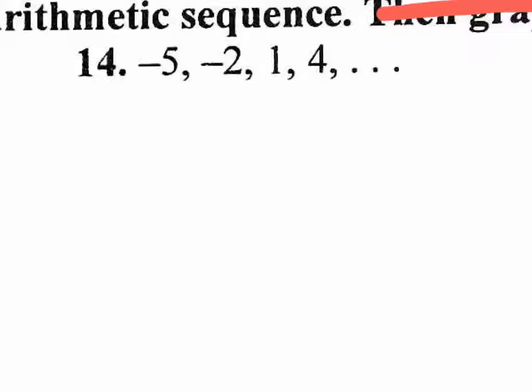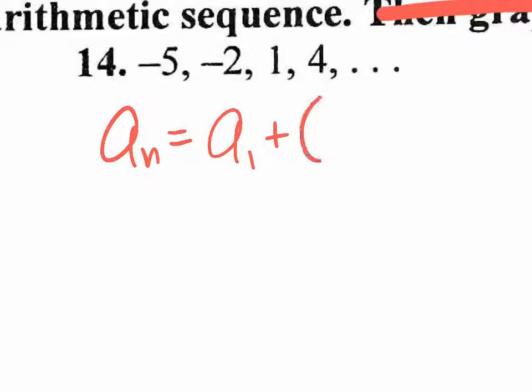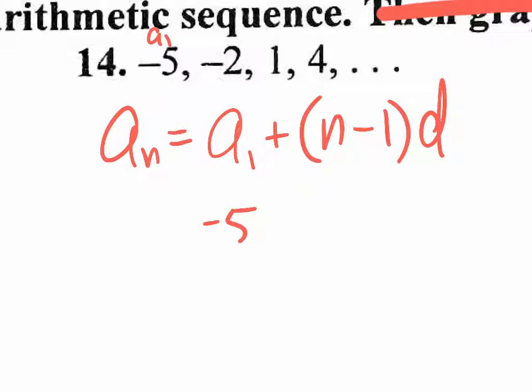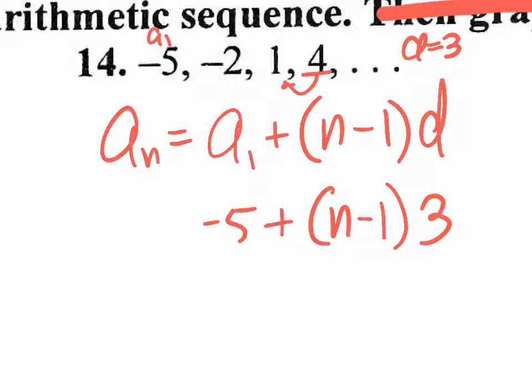Once again, a sub n equals a sub 1 plus parenthesis n minus 1 times the common difference d. Our a sub 1 is negative 5, so you put the negative 5 right there. Our common difference, if you go 4, take away 1, that is 3. So the common difference is 3. So let's plug in a 3 where the d is at, and let's rewrite everything exactly the way it is.